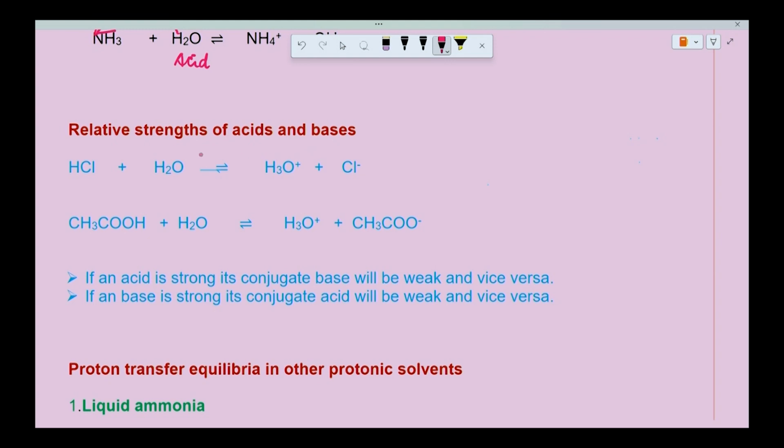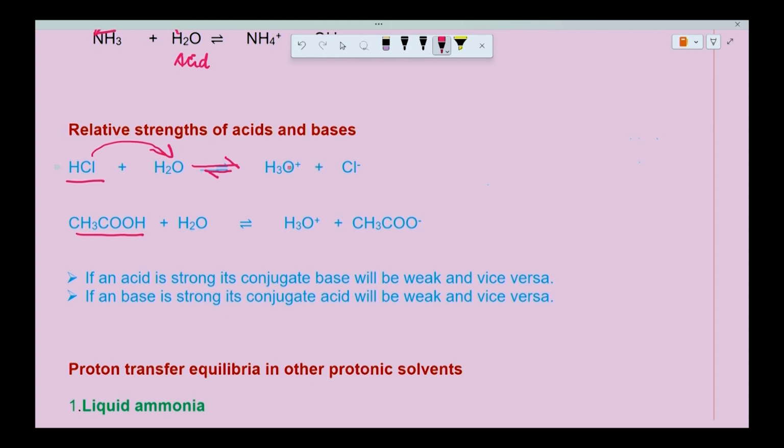Now, let us take the case of two acids: one is HCl, the other one is acetic acid. HCl donates a proton to water to give H3O plus and Cl minus. To what extent? That is what we have to see. We can see that in this case HCl has more tendency to donate a proton to water, and the forward reaction takes place to a larger extent, while the backward reaction to a smaller extent.